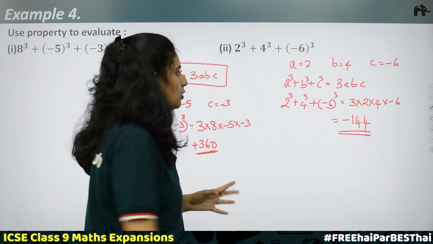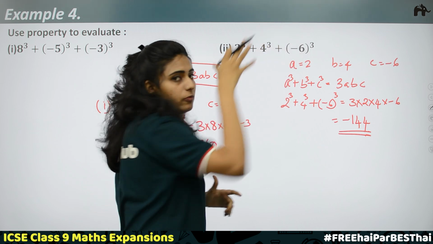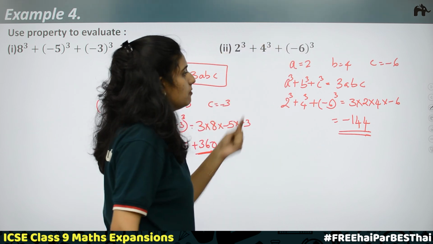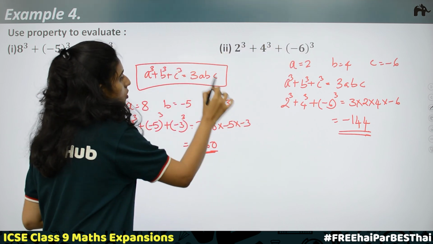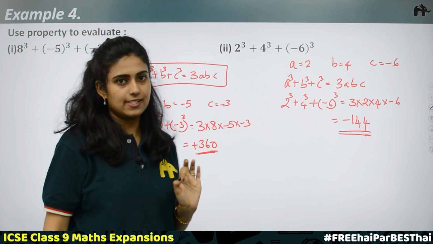It is very easy, right, to find. Taking A cube value, B cube value, C cube value and adding them will take a long time. We have this property, so we just need to multiply the ABC values with 3. You will be getting the answer.